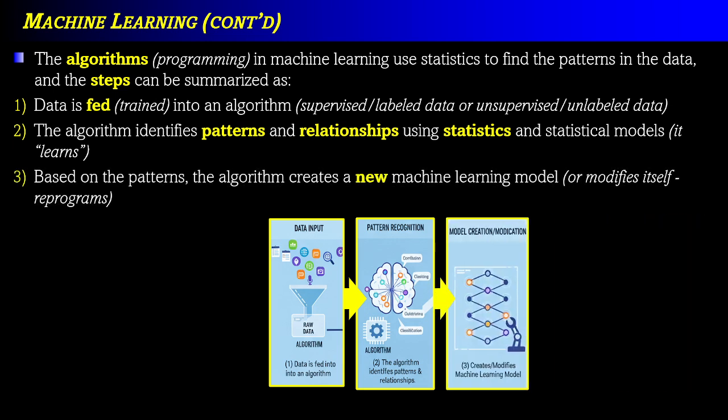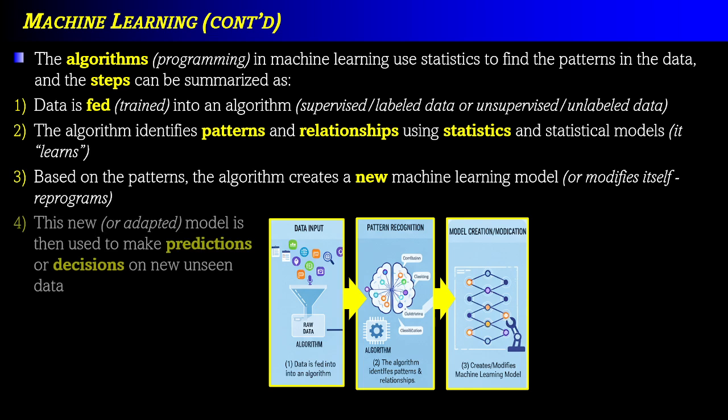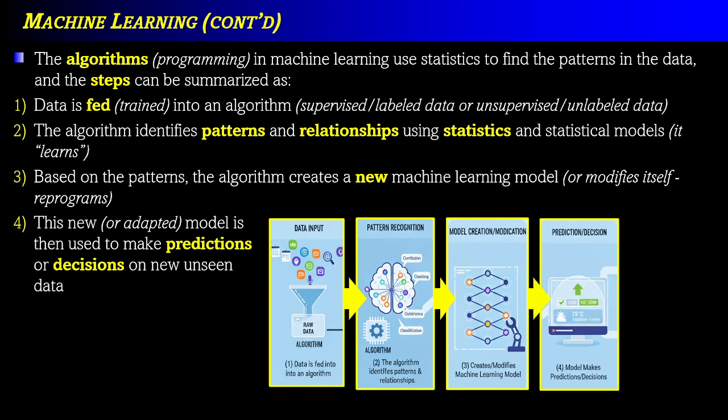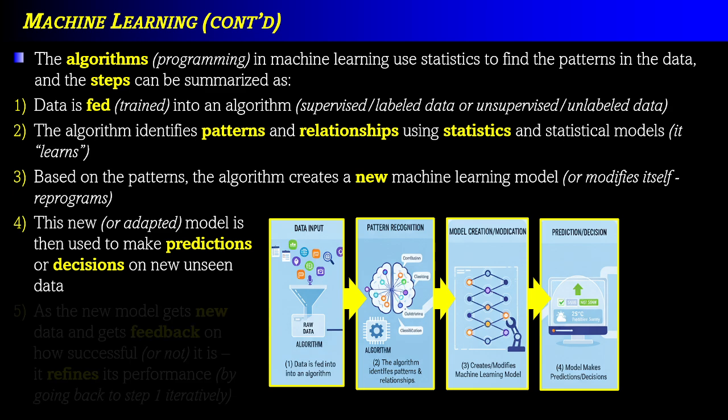3, based on those patterns, the algorithm creates a new learning model, or it modifies or reprograms itself, or relearns the correct pattern. This new or adapted model is then used to make predictions or decisions on new unseen data.